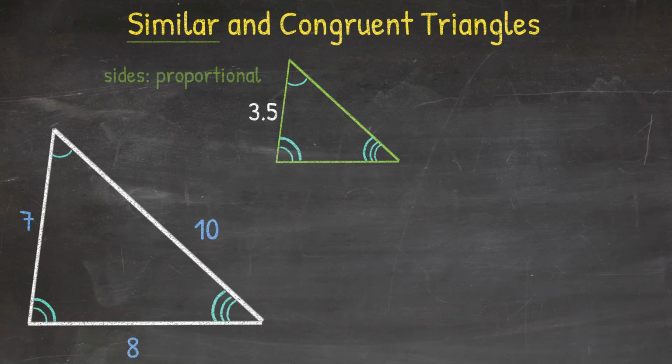So the corresponding side for 10 is the longest side on the green triangle, and it should equal 5 because it is half of 10. Or as we know, the white triangle sides are twice the size of the green triangle. So if it's 10, then the green one should be 5. And using the same method, the final side, the one that lies on the bottom, corresponding to the side of the white triangle with a length of 8, would be 4.